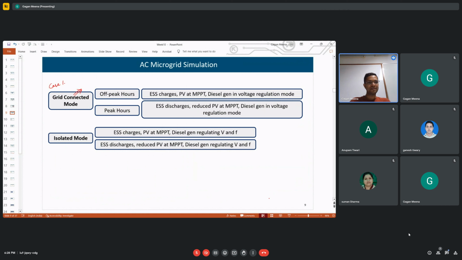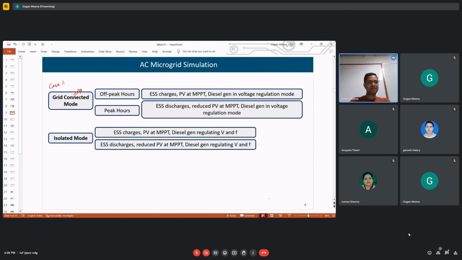Because first two were simply without the DERs. No DERs were there, only grid was present and load was being served. So that was simple. Entire load will be served by the grid itself. In first case, there was no DER, only grid was supplying the entire load. In second case, again grid was supplying the entire load, only the load was increased from 0.5 to 1 per unit. Increased load. Then there were the rest two cases which were off-peak hour and peak hour.